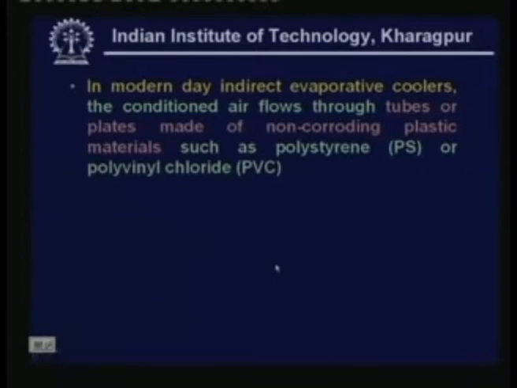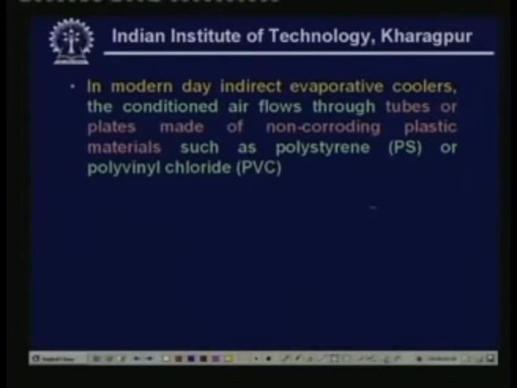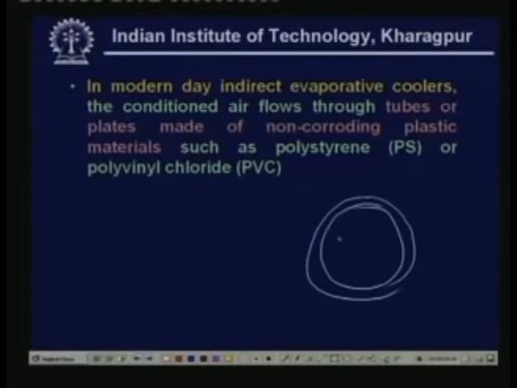What I have shown is only a schematic. In modern day indirect evaporative coolers, the conditioned air flows through tubes or plates made of non-corroding plastic materials such as polystyrene, PS, or polyvinyl chloride. That means in modern indirect coolers, you have a tube, let us say, like this. This is just a schematic. Through this your secondary air flows.